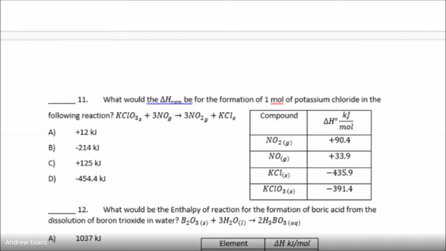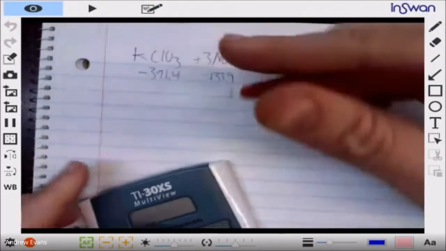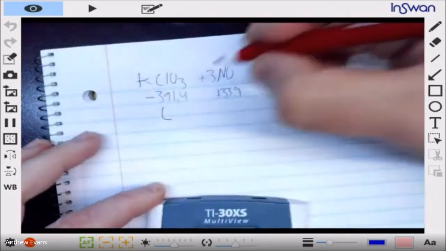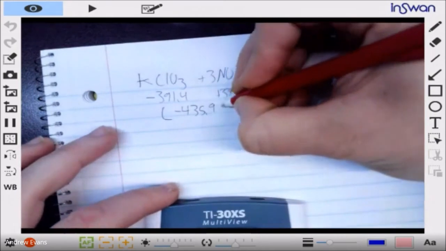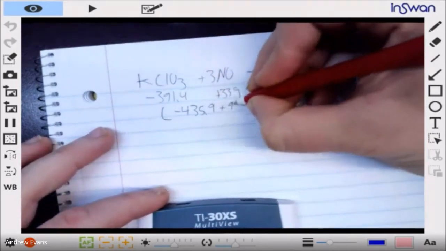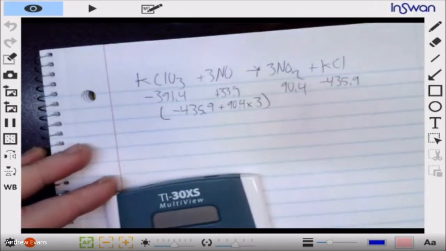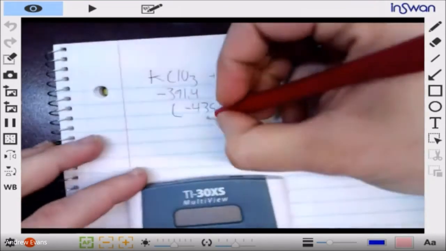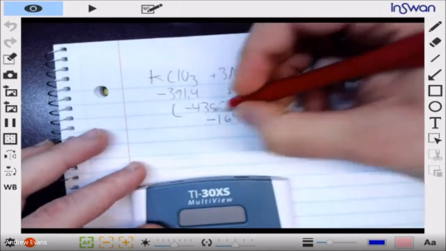Looking at this, going to the document camera. Sum of all the products. All the products would be negative 435.9 plus 90.4 times 3. You get negative 164.7. That's our products.